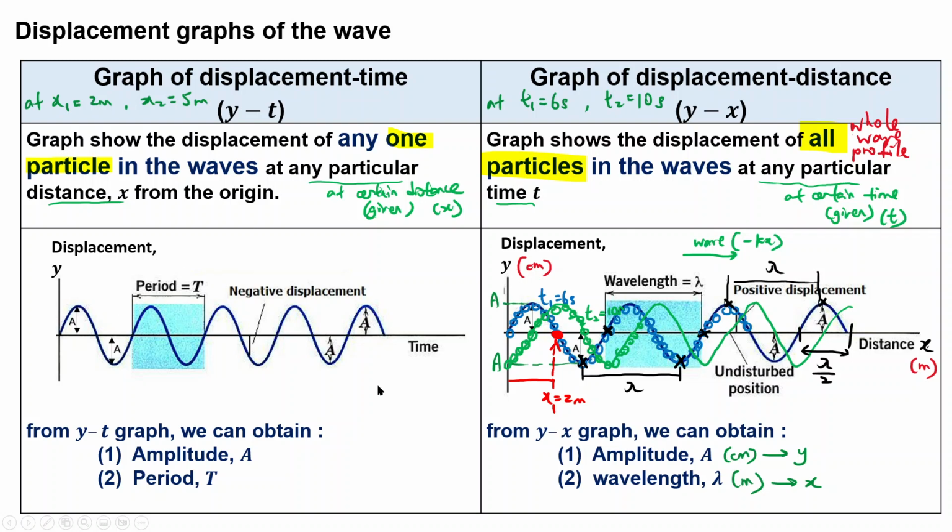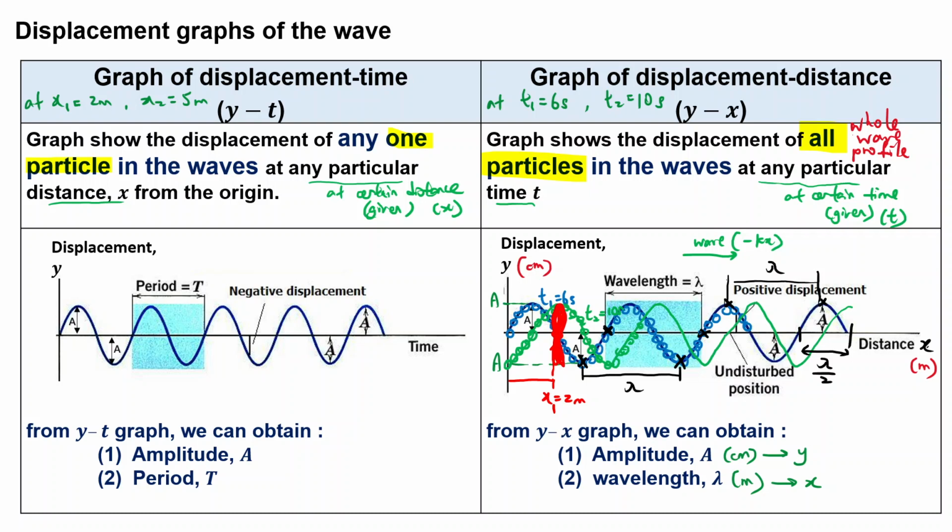So what does this graph mean? This graph shows the oscillation of what? Of the x1 particle. It shows the oscillation of the x1 particle over time. Only the x1 particle. How it oscillates up and down, up and down over time. This graph focuses only on the x1 particle. The other particles are not looked at at all. Understand?